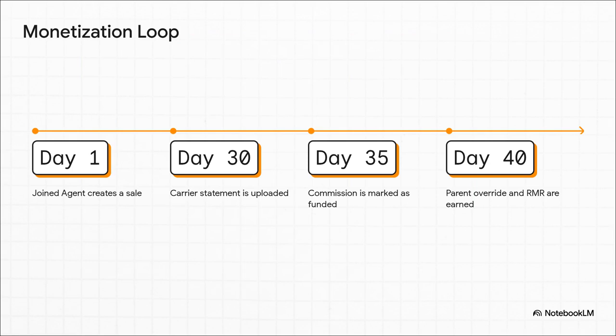And this brings us to the ultimate monetization loop. When that approved New Jersey agent makes a sale, it sits securely in the pipeline. Later, when the carrier statement is uploaded and matched to that sale, the platform marks it as funded. Instantly, this automatically rolls up as commission overrides right on your owner dashboard. Plus, because that agent is a subscribed user on the platform, you also earn recurring monthly revenue, or RMR, from their subscription. You're profiting from both their production and their platform presence.